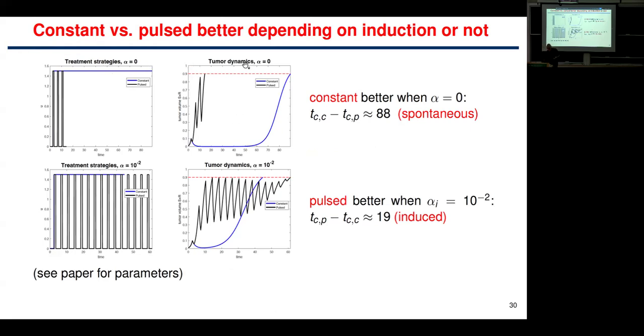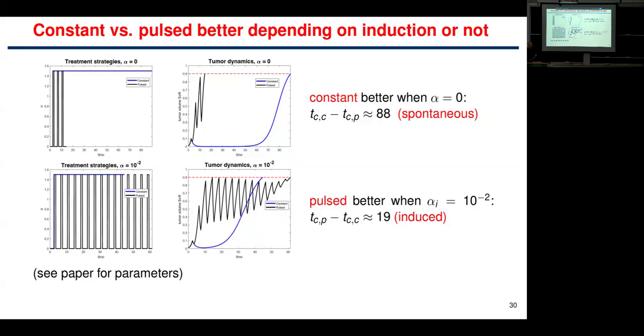we have the case when alpha is equal to 0, pure Darwinian selection. So the Darwinian selection happens through the carrying capacity and the competition, right? But the drug is not inducing the flow from sensitive to resistant; that's happening independent of the drug. So in that case, constant therapy is better in the sense that we have a much longer time.